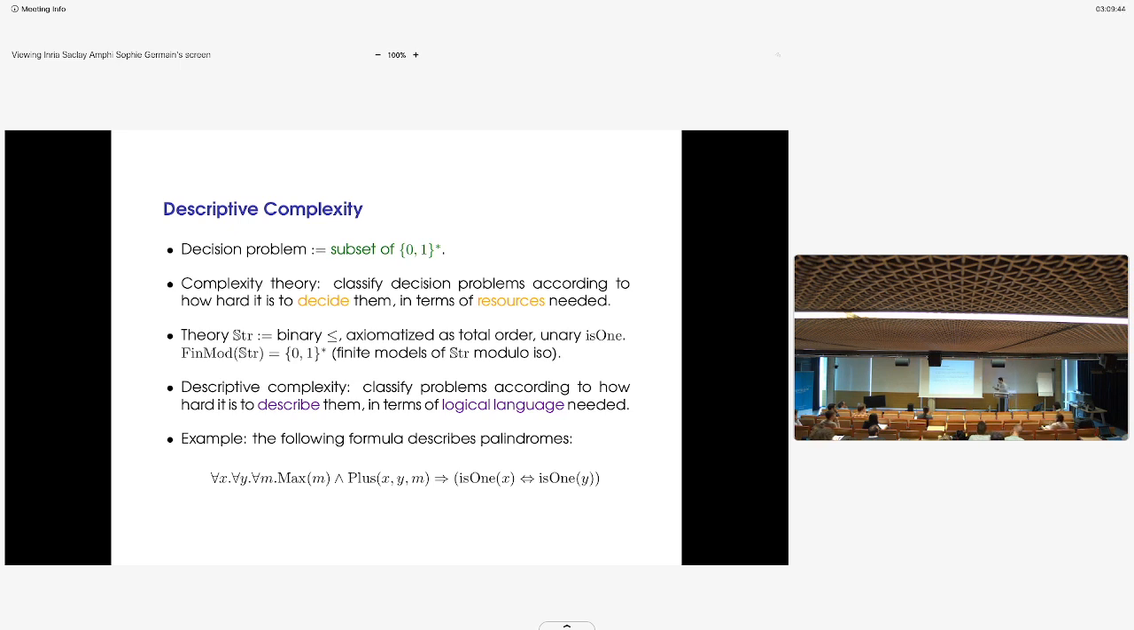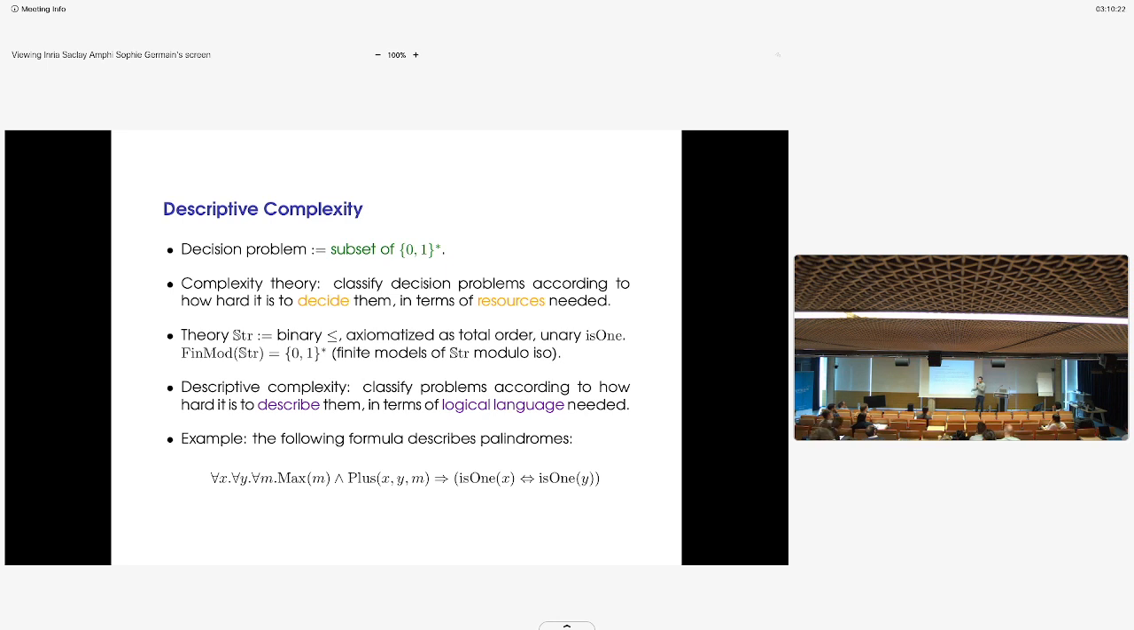So instead of talking about just strings like that, descriptive complexity talks about finite models of this theory. And so decision problems become subsets of the finite models of this theory. And this allows us to change our standpoint and say that what complexity tries to do is to classify problems not according to how hard it is to decide them, but to describe them in terms of a logical language. And I'm going to give you immediately an example here.